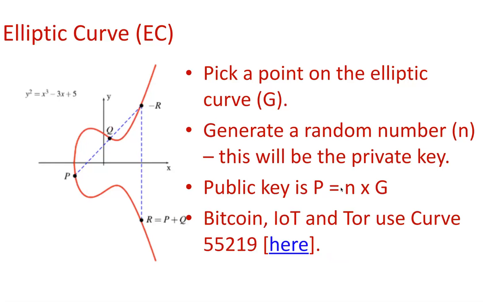Unfortunately, when quantum computers come along, then this method won't be that difficult, and it could be easily crackable. But it works just now, and it's very efficient for things like Bitcoin, IoT, and for Tor. They use this curve here, 25519.